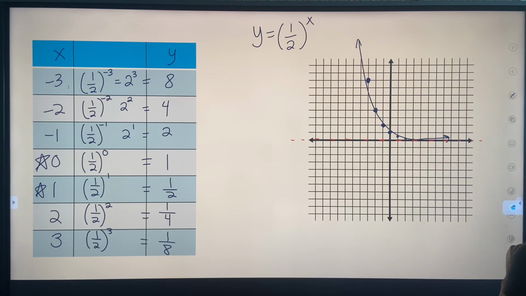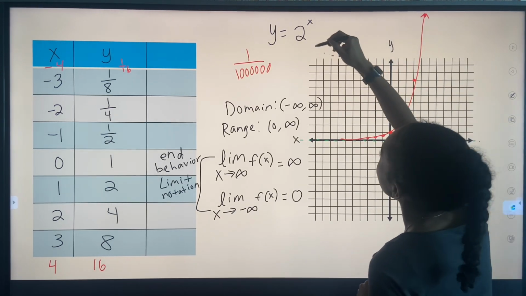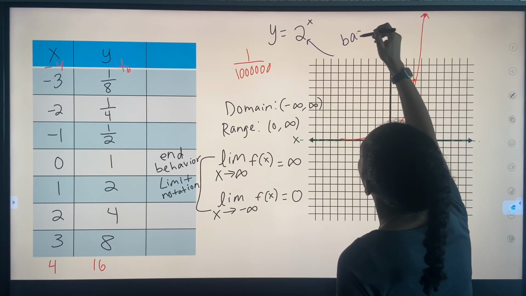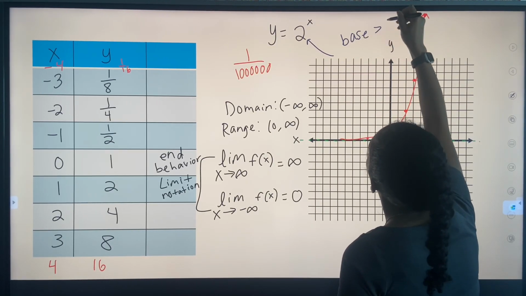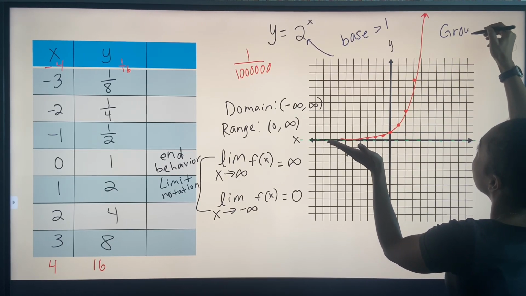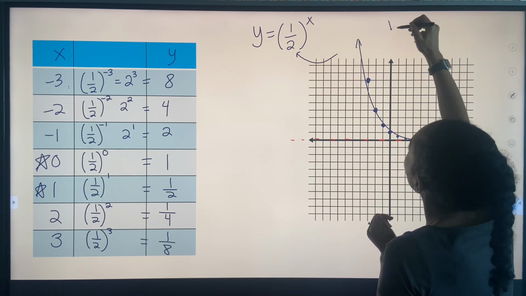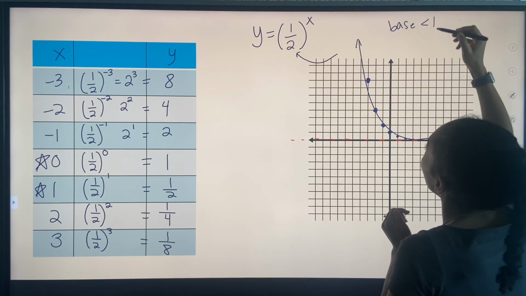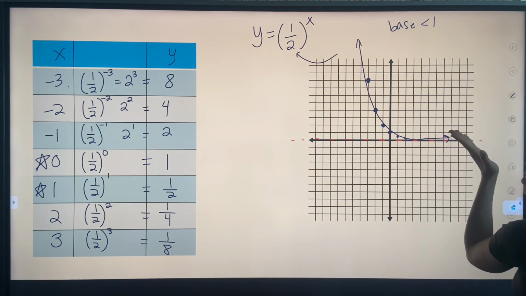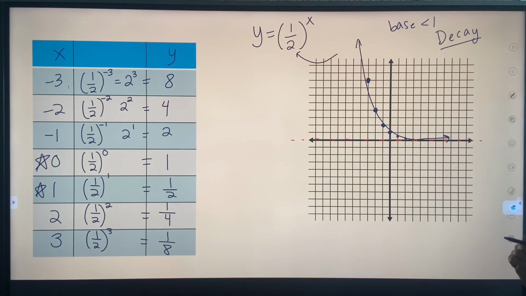Okay, so let's notice something right here. When your base, this is your base, when your base is greater than 1, you're going to have a growth. When your base is less than 1, look, you have a decay. We call that decay. Okay, so that's something that we just discovered.